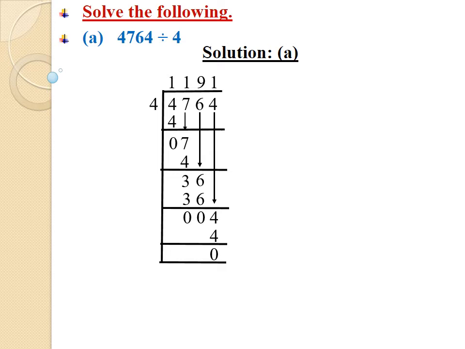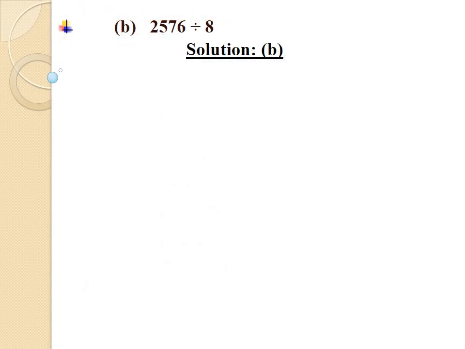Thus 4764 divided by 4 equals to 1191. Now sum B. 2576 divided by 8.